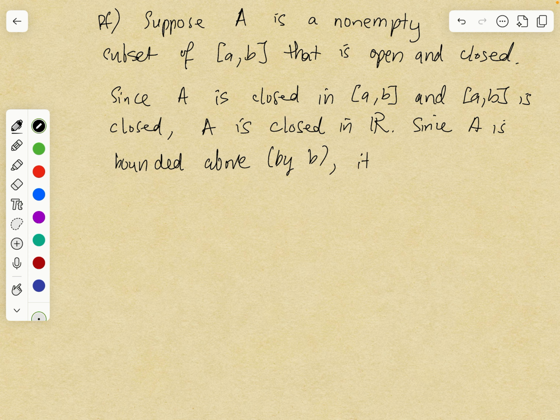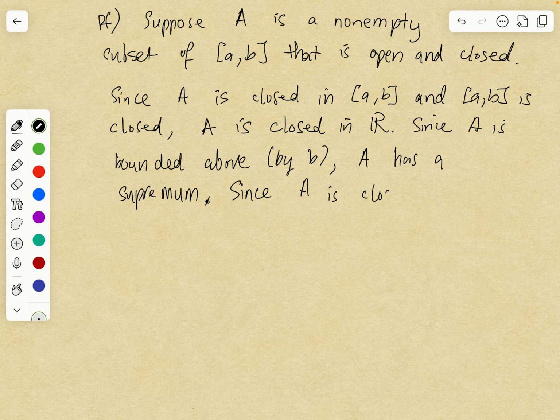it has a supremum. A has a supremum, right? Because every bounded non-empty subset of real numbers has a supremum. But moreover, since A is closed in R, the supremum must be in A. Just a reminder that saying that A has a supremum means that there is a least upper bound of A, but it doesn't mean that the supremum is actually an element of A. But since A is a closed subset, the supremum must be in A.